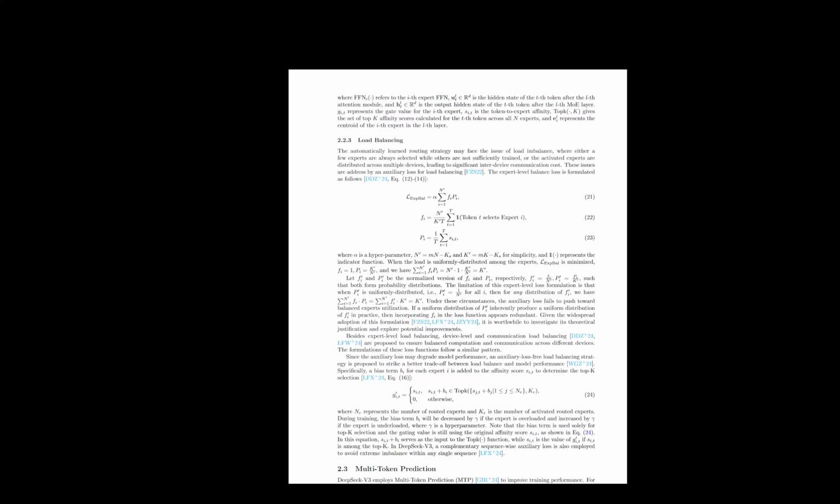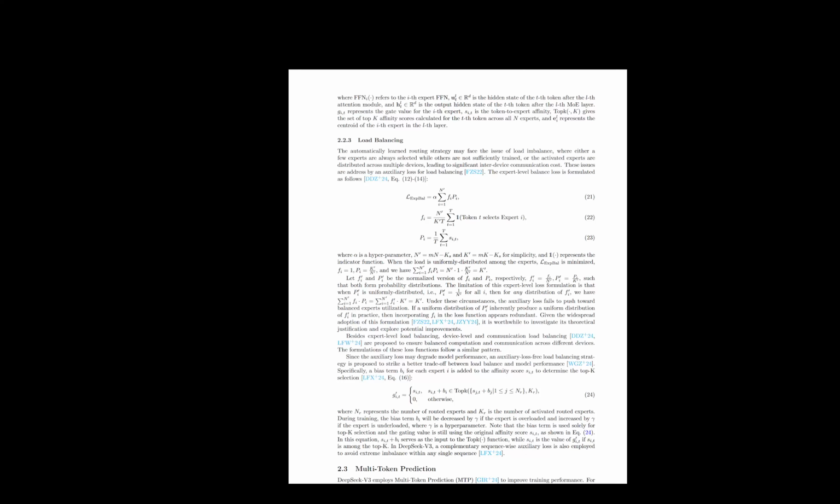g'_i,t equals s_i,t if s_i,t plus b_i is among the top K_r of s_j,t plus b_j for 1 less than or equal to j less than or equal to N_r, and 0 otherwise, where N_r represents the number of routed experts and K_r is the number of activated routed experts. During training, the bias term b_i will be decreased by gamma if the expert is overloaded and increased by gamma if the expert is underloaded, where gamma is a hyperparameter.